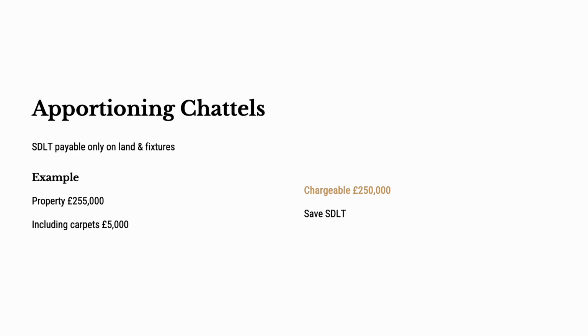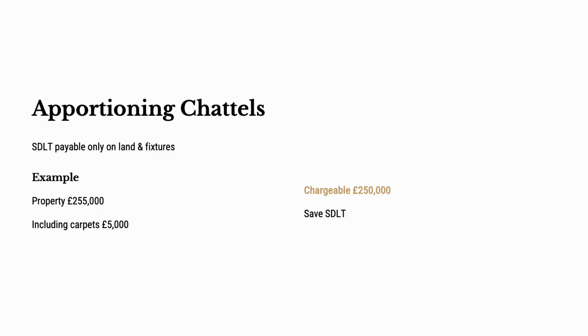apportioning chattels. So it is a clever planning point. SDLT is only payable on land and fixtures, not the chattels, movable personal property. Example, a property is being sold for 255,000 pounds, but it includes carpets and curtains worth 5,000. If the contract apportions the price 250,000 for the property and 5,000 for the chattels, the SDLT is only charged on 250,000. Why does this matter?